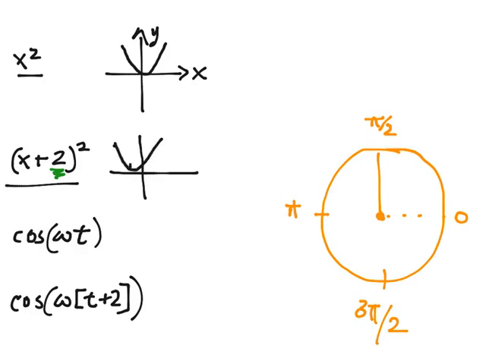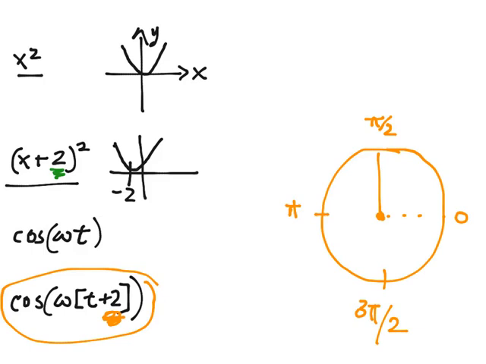And that should be -2 at the bottom. Okay, similarly, if you had cosine omega t versus cosine omega t plus 2, this guy is going to be shifted 2 to the left as well.